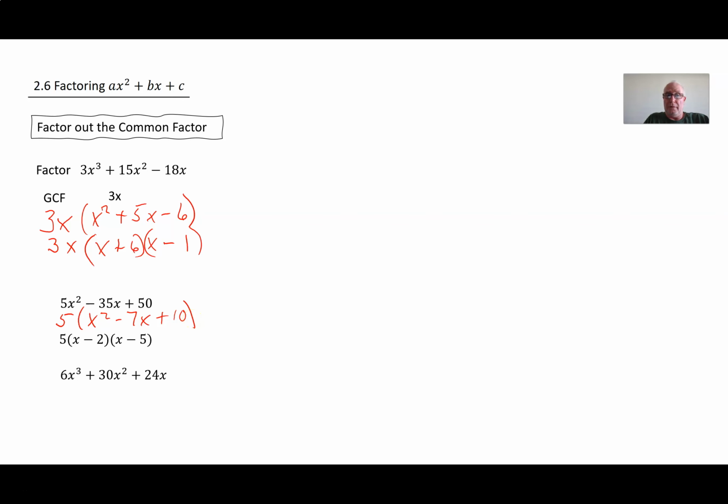Now, factor 6x cubed plus 30x squared plus 24x. Pause the presentation, factor that, and then resume. Did you remember to factor out the greatest common factor first? The greatest common factor is 6x. That leaves us with x squared plus 5x plus 4. And so factored completely, we have 6x times x plus 4 times x plus 1.